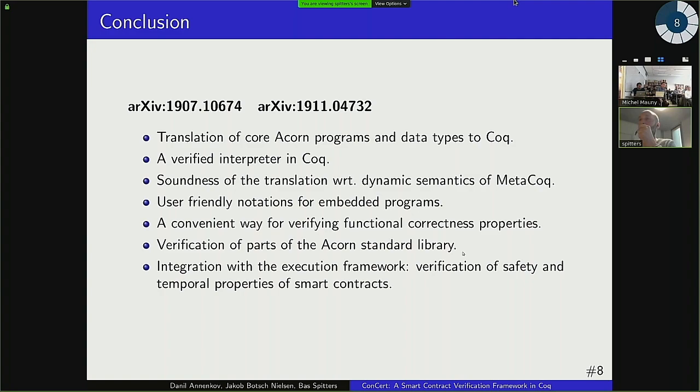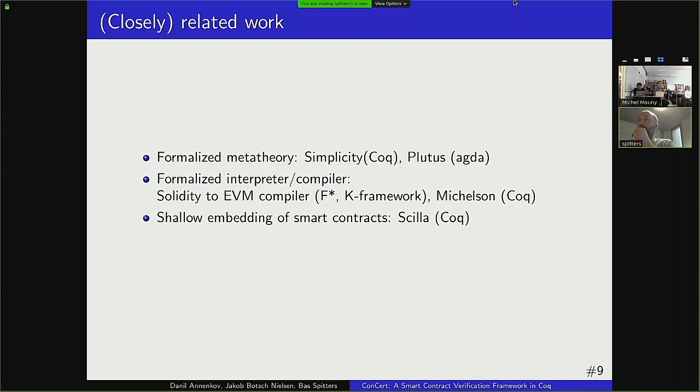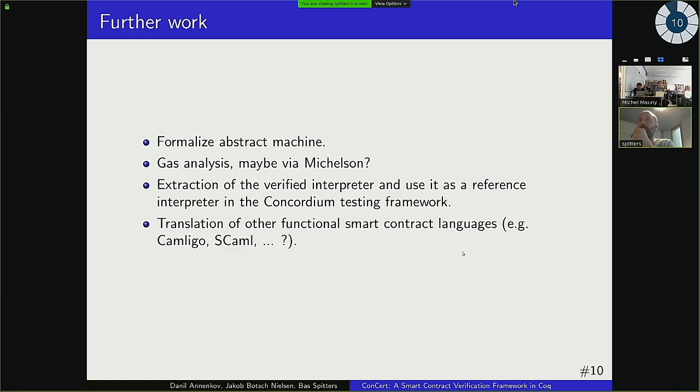So there's some closely related work, but I think you've already seen a lot of this today, so I'll skip this. Some of the things we want to do further, do gas analysis, maybe by just interpreting this in Michelson, because it has a good gas model.